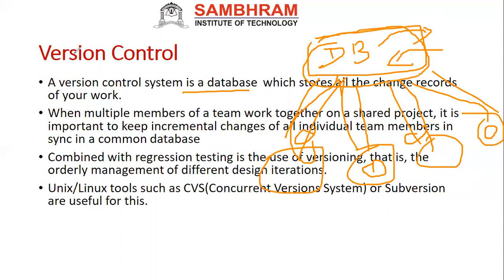Now how is it to be done? Version control is combined with regression testing; that is the use of versioning, the ordinary management of different design iterations. Further, to perform version control, some tools are available on Unix or Linux, such as CVS. The name of the tool is CVS. They use this tool to perform version control. It is like a Concurrent Versions System. Another tool is Subversion. The name of the tool is Subversion, which is also useful for version control.